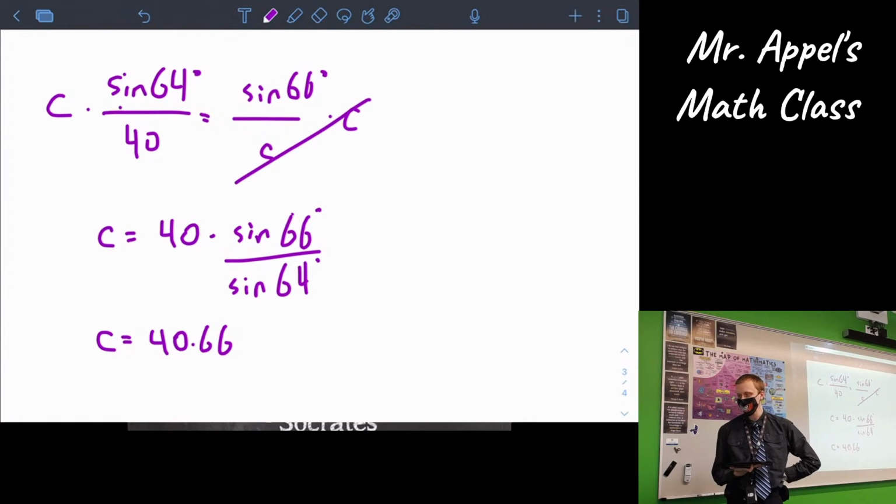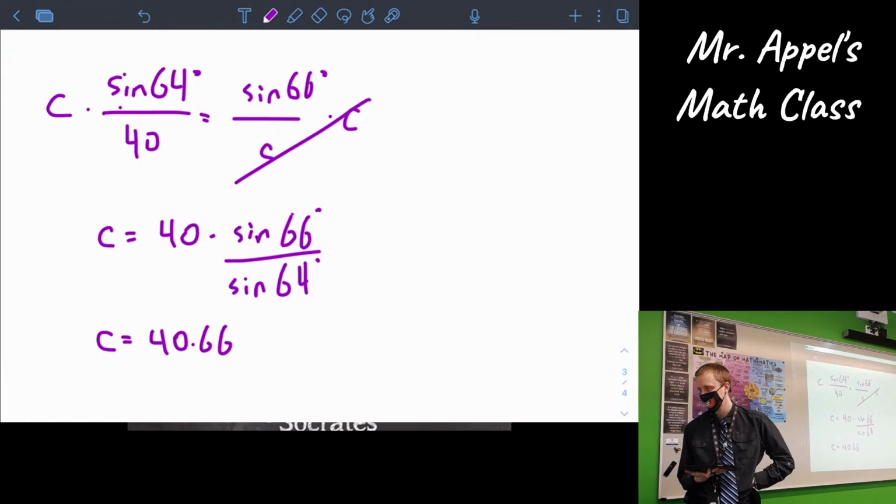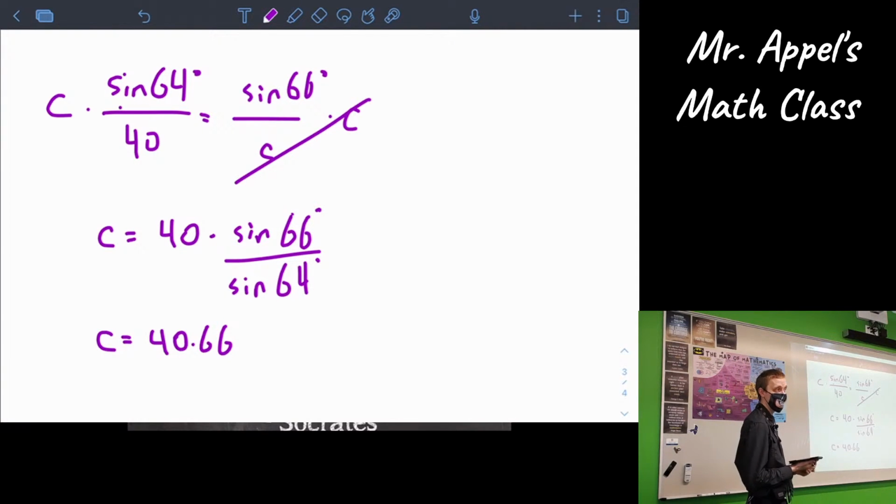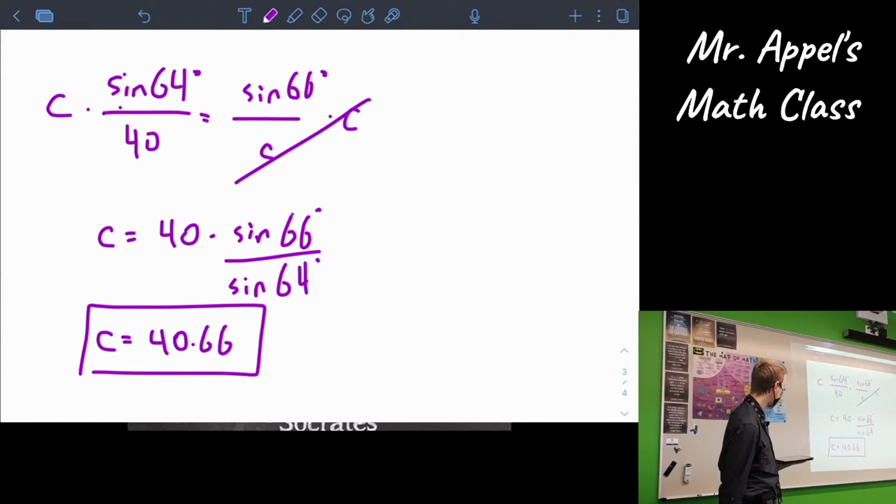It says 47, doesn't it? Is this what you got? You got 40? And it said 47. Why did it say 47? I have no idea. Everything else checks out. I'm going with this. If you got this, you got it right. I don't know where they got 47 from.